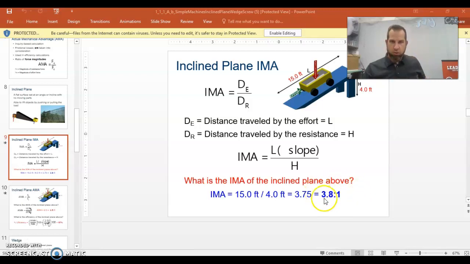But anyway, earlier today Isaiah was asking about the ratio. You see the ratio here says 3.8 to 1. You don't have to have this as an answer. If you just put your answer here as 3.75, that's all you need to do. All right, and so you don't have to change it to a ratio. It's not that big a deal.